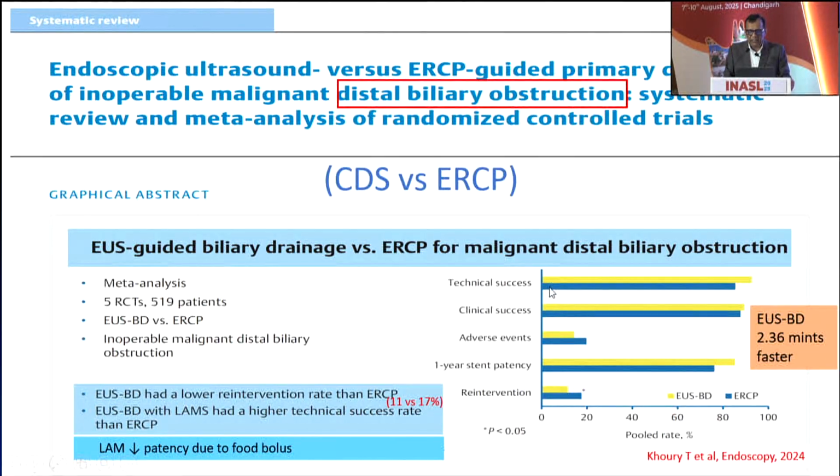This is the first meta-analysis which looked at distal biliary obstruction, mostly CDS versus ERCP. What they found is that technical success, clinical success, adverse events, and 1-year stent patency were similar. What was different was reintervention, 11% in EUS-BD compared to 17% in ERCP. And EUS-BD was 2.36 minutes faster than ERCP. Whether it really matters or not, I'm not sure. What was more interesting is that LAMS had a better success rate, better results, but when you look at patency, it was decreased, possibly because of food bolus impacting on the LAMS lumen.